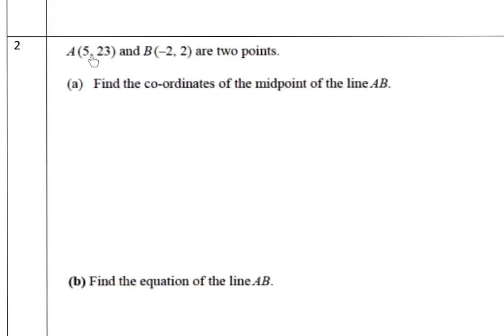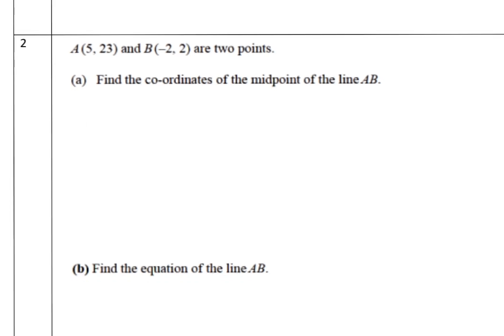Number 2, can you read, Afifa? A, 5 and 3, and B, negative 2 and 2, are 2 points. Find the coordinates of the midpoint of the line AB. Okay. How to find the midpoint? We have a rule for the midpoint. What is the formula for the midpoint? x1 plus x2 over 2, y1 plus y2 over 2.